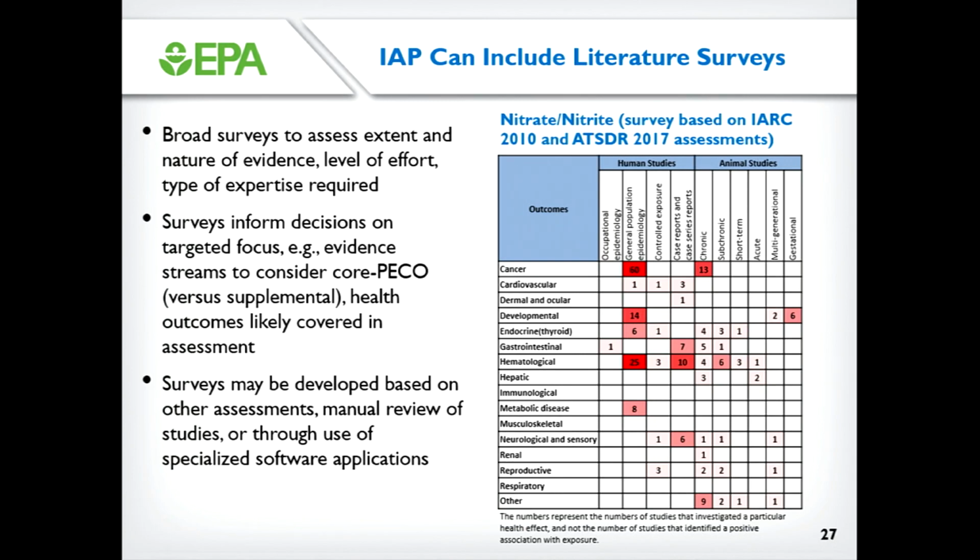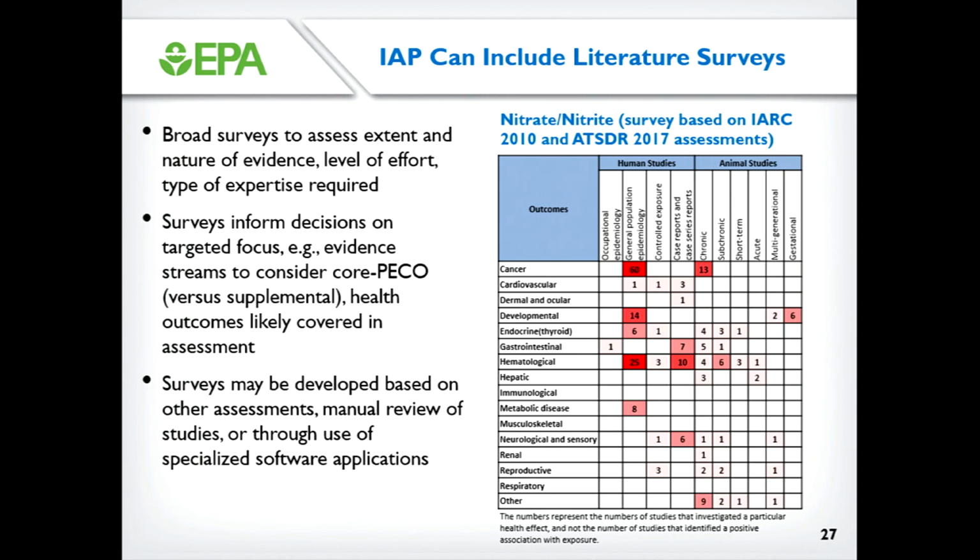IAPs can also include literature surveys. So these are broad surveys of the literature, typically broken down by evidence stream. So for example, human, animal, more in vitro, other kinds of mechanistic, often by health outcome. These surveys help us assess the extent and nature of the evidence. So you can imagine that if you do this kind of survey and you find you have a lot of epidemiological evidence, a lot of animal bioassay evidence, and a lot of mechanistic information, then you think you can probably put more of a premium on the human and the animal. And then in that case, mechanistic information might be more supportive or very targeted.